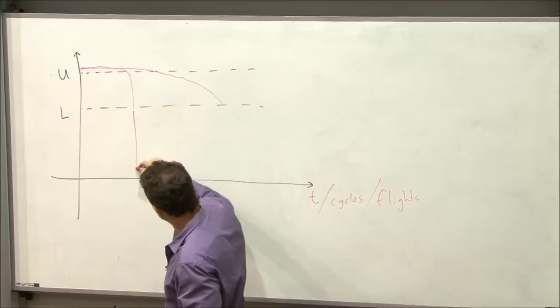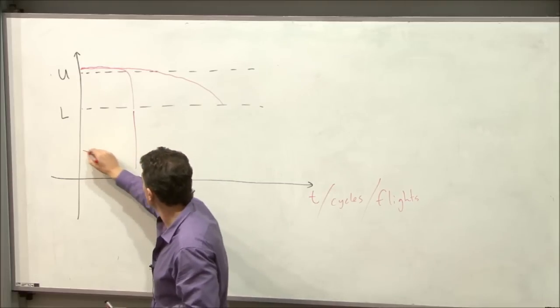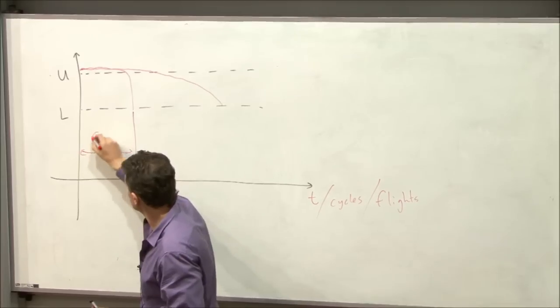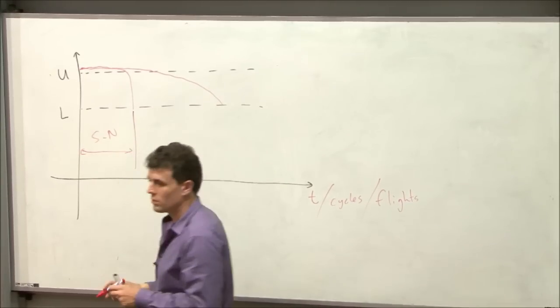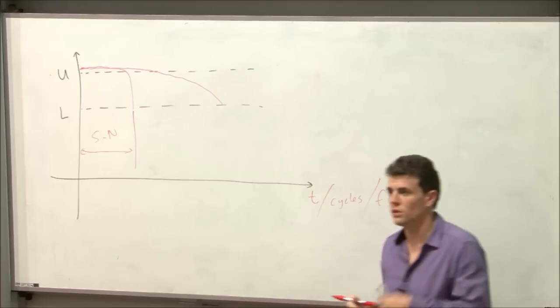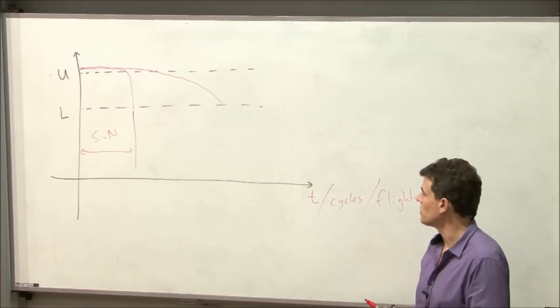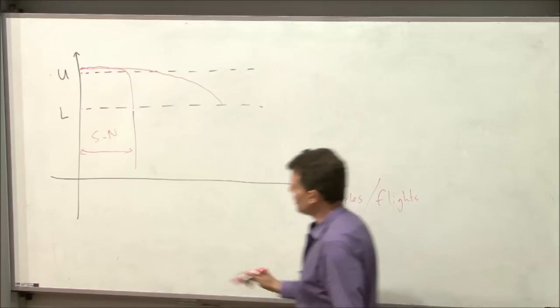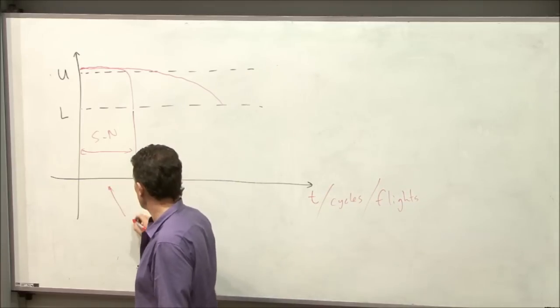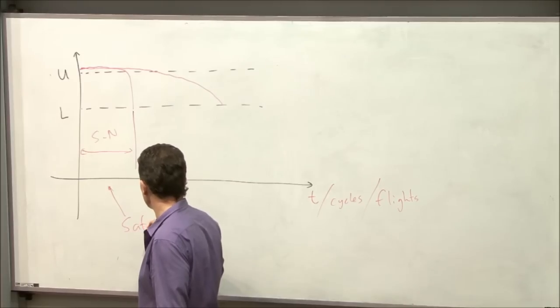Now, for these kind of components, this window is defined by SN curves. Those SN curves that we did, the different types of SN curves that we looked at, if components fall into this category, they're what we call safe life components.